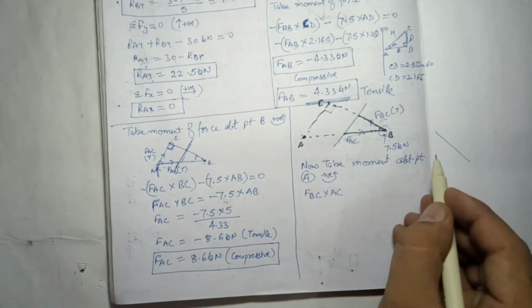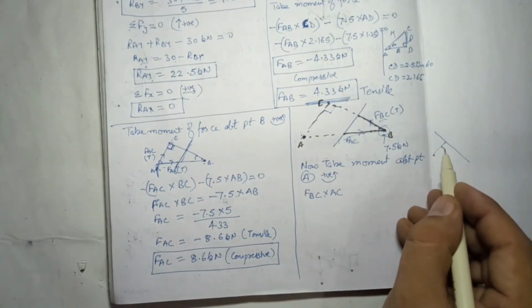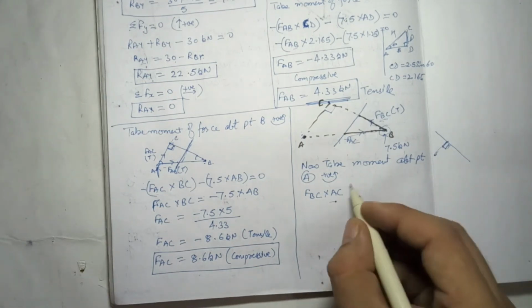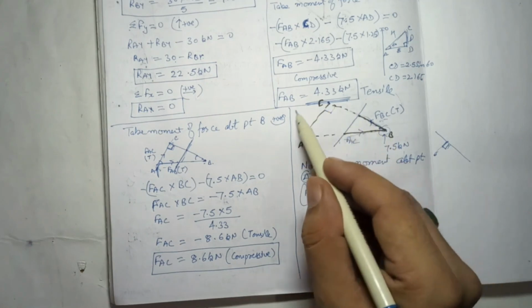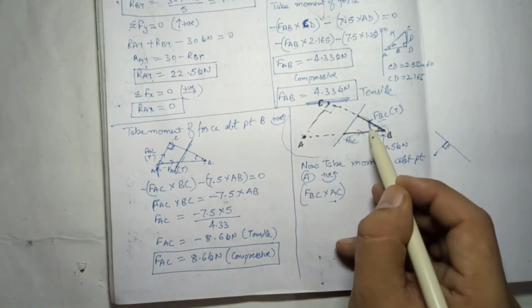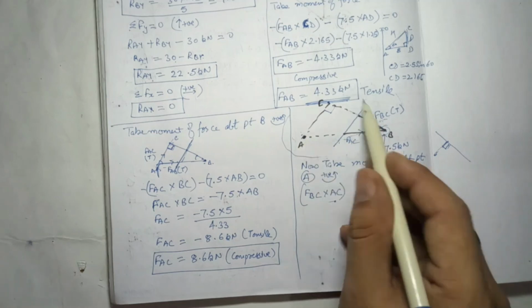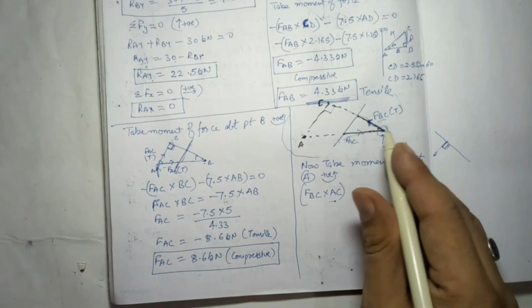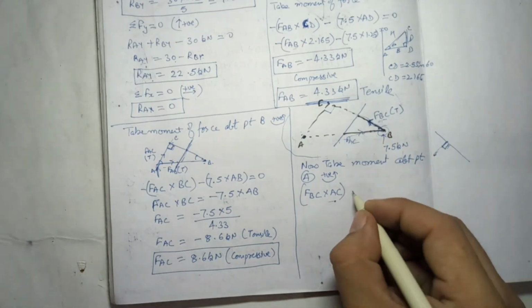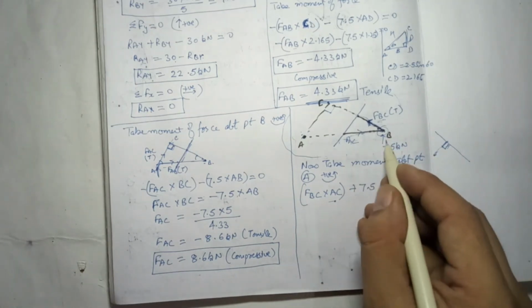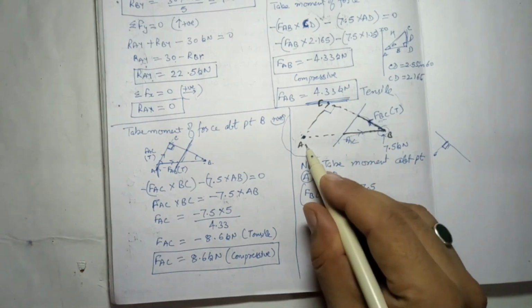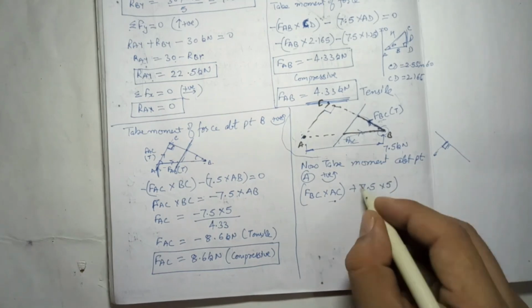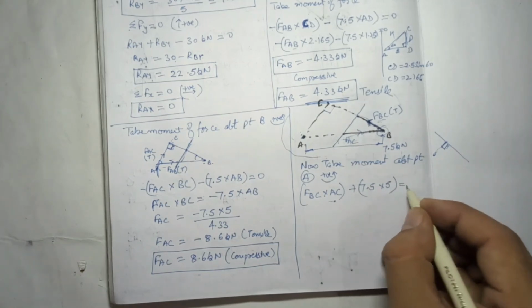You can see this is FBC and this is the point, so this will be the perpendicular distance. We know it is at 90 degrees. So FBC is going anti-clockwise. You can see this is the direction of FBC which we have considered. About point A, it is anti-clockwise, so positive. Then after that 7.5, it is also going the same way, positive, so plus 7.5, into the perpendicular distance between A and this force. It is given there, 5, and that is equal to 0.